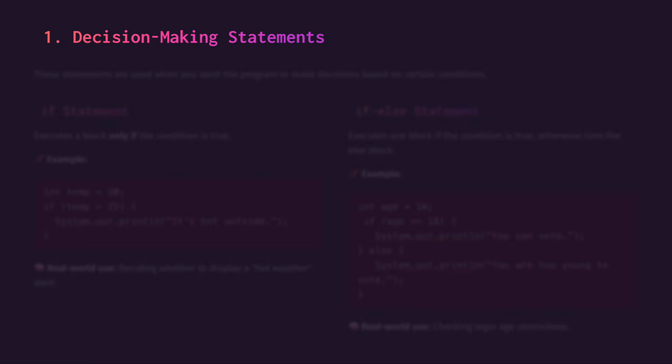So what are the types? These statements are used when you want a program to make a decision based on certain conditions. As I discussed, decision making statements are statements used when you want the program to make a decision based on certain conditions. So let's see an example.